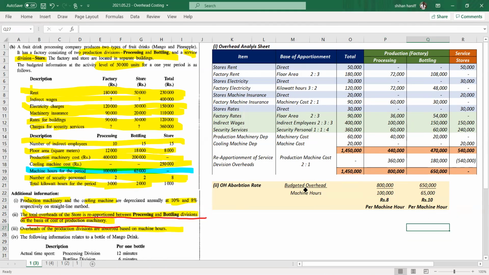Remember this formula: budgeted overheads divided by the base. They will give the base. Sometimes they will say machine hours. Sometimes they will say labor hours. For any other base, if they give, we have to take it here. I'll show you other bases. So these are the bases.